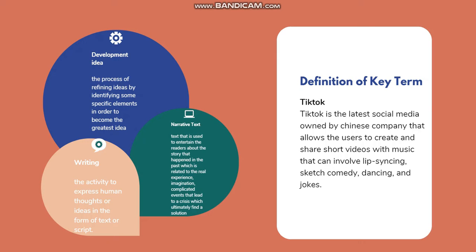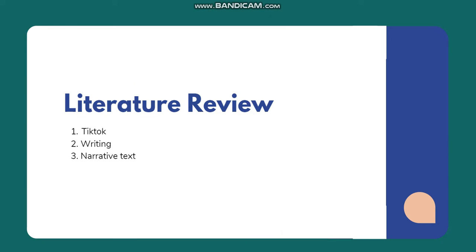Development idea is the process of refining ideas by identifying some specific elements in order to become the greatest idea. And the next is writing. Writing is the activity to express human thoughts or ideas in the form of text or script. And then narrative text. Narrative text is text used to entertain readers about a story that happened in the past, which is related to real experience, imagination, and complicated events that lead to a crisis which ultimately finds a solution.